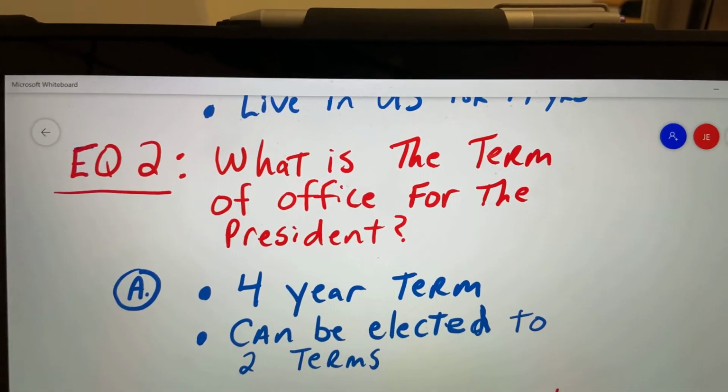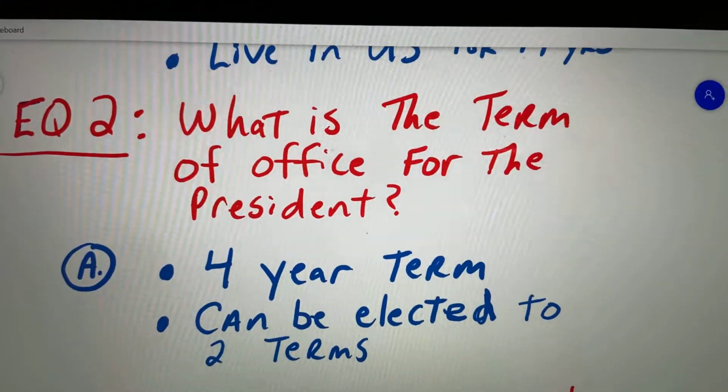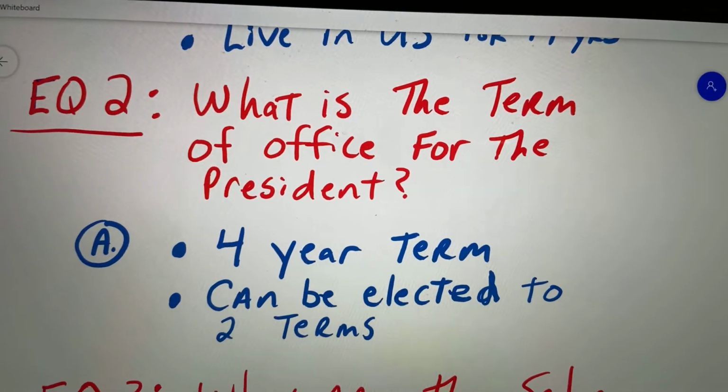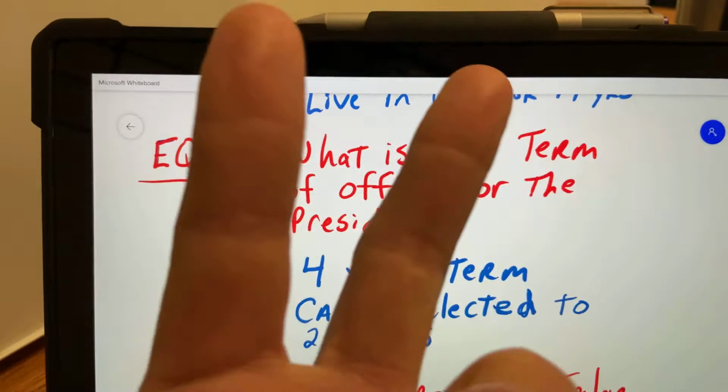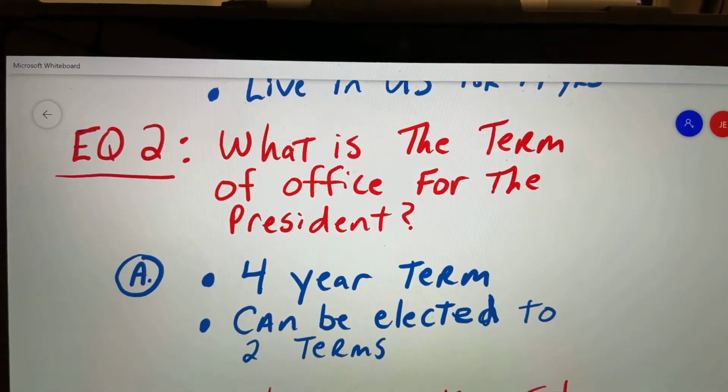And we also learned about Amendment 22 earlier in a unit this year. Amendment 22: the president can only serve 2 terms.